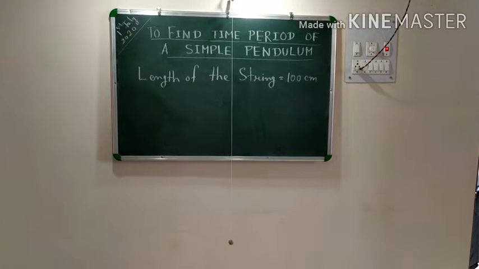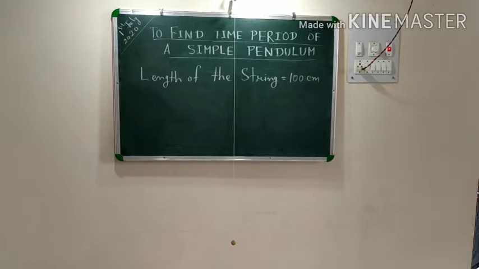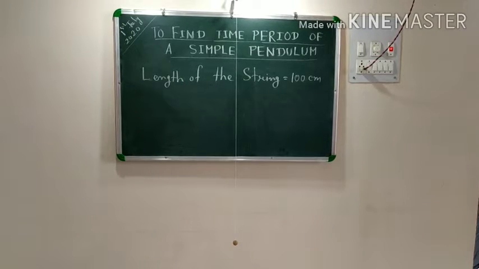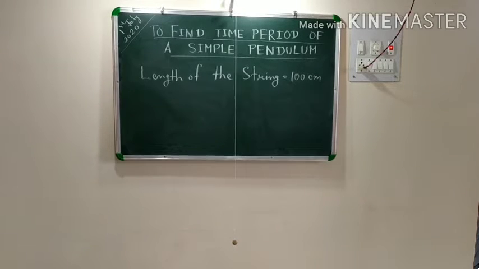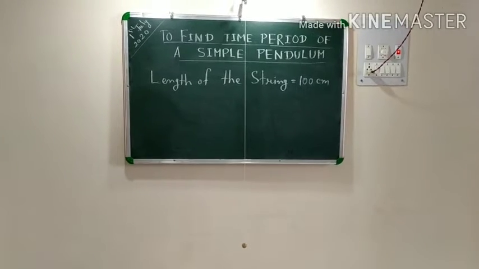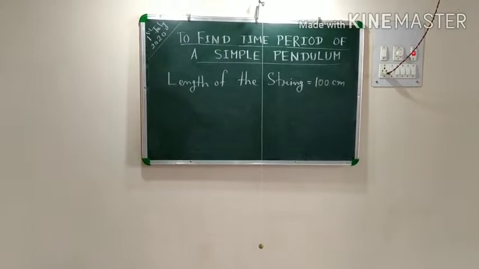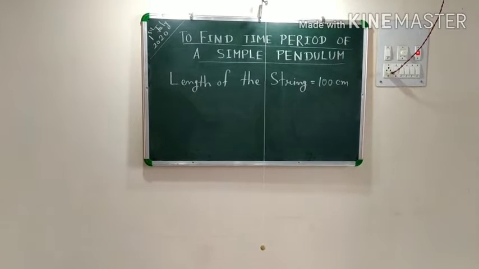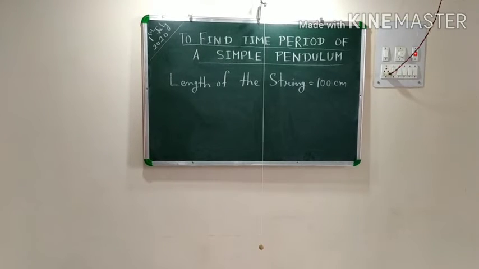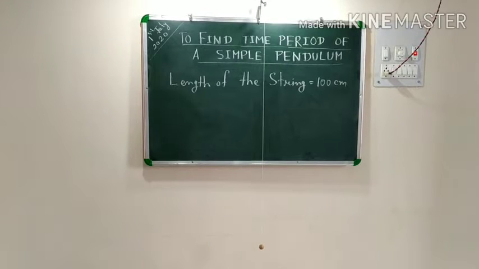Here you can see a simple pendulum I have set up. You also can set up a simple pendulum with a thread or string. The condition is that the length of the string must be approximately 1 meter. You have to wait till the bob of the simple pendulum comes to rest at its mean position. We can mark the mean position of the bob on the floor below it or on the wall behind it.